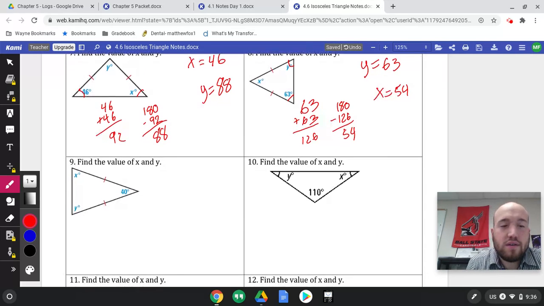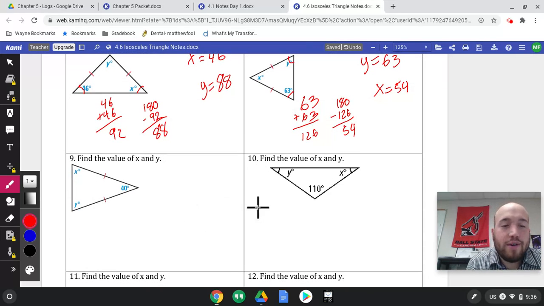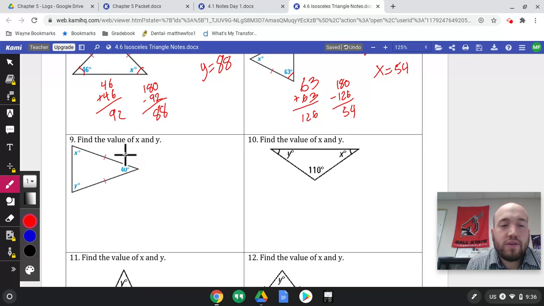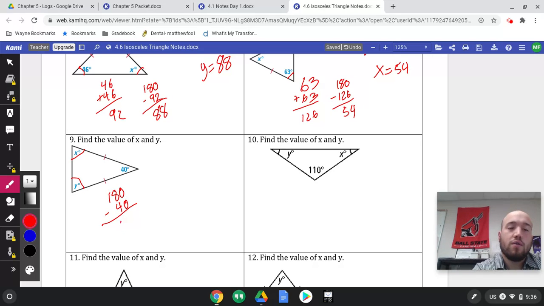All right, so down here, number 9, this one's slightly different. X and y are what we're finding. Based on these marks, I can go opposite, and I know that this angle and this angle are the same. So x and y are going to be the same. We don't know what they are, but if they are the same, we can take 180 minus the 40 that's already there. We're left with 140.